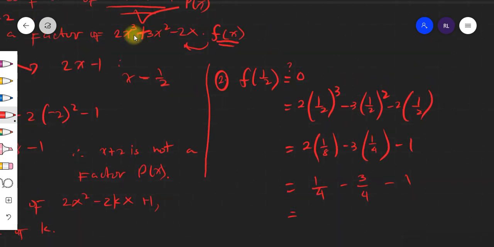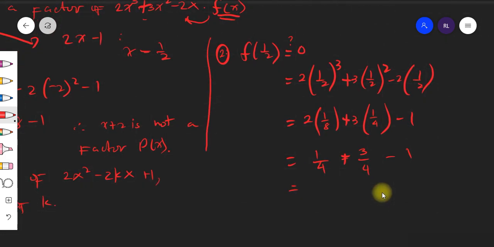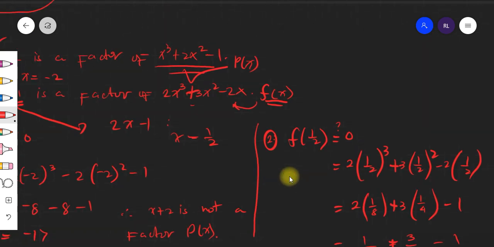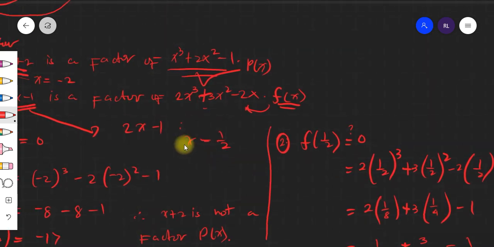Let's recall, 2x, oh, that should be plus. 2 times 1/4 plus 3/4 is 1. This becomes 1 minus 1. Oh, this becomes 0. So since the remainder is 0, we can say that this 2x minus 1 is a factor of this. Okay, 2x minus 1 is a factor of this.